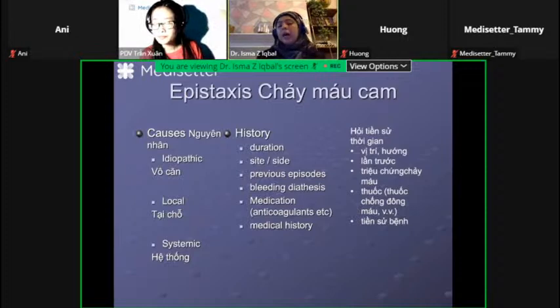If they're on anticoagulant medications such as warfarin, you need to see what their INR level is because that may need to be adjusted.